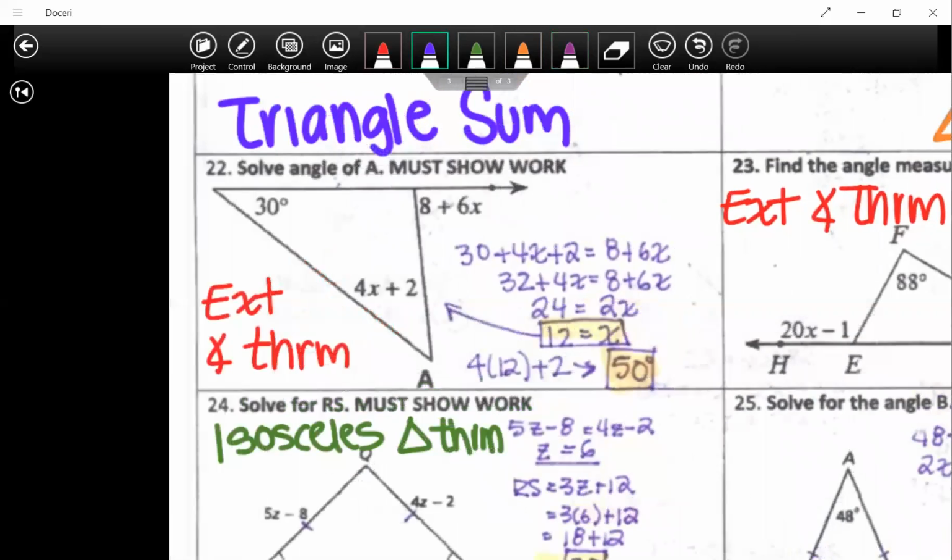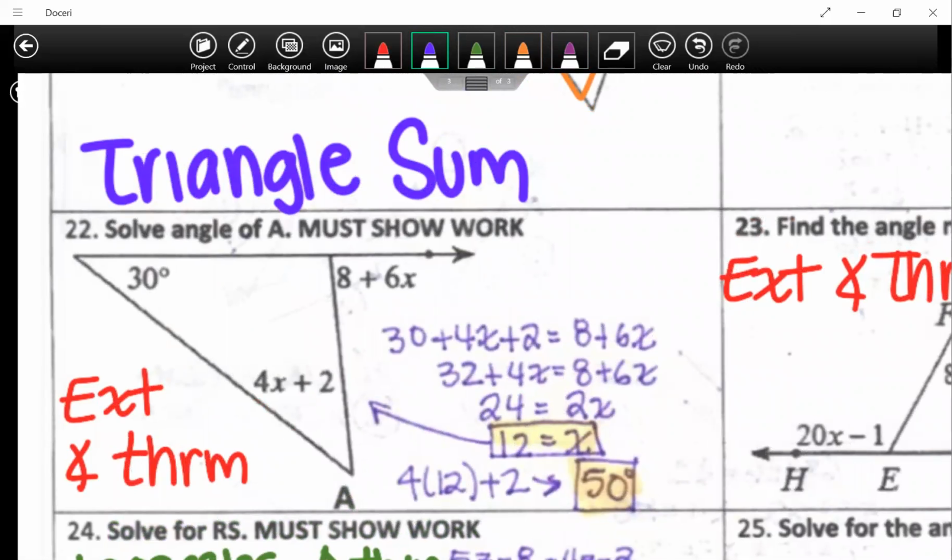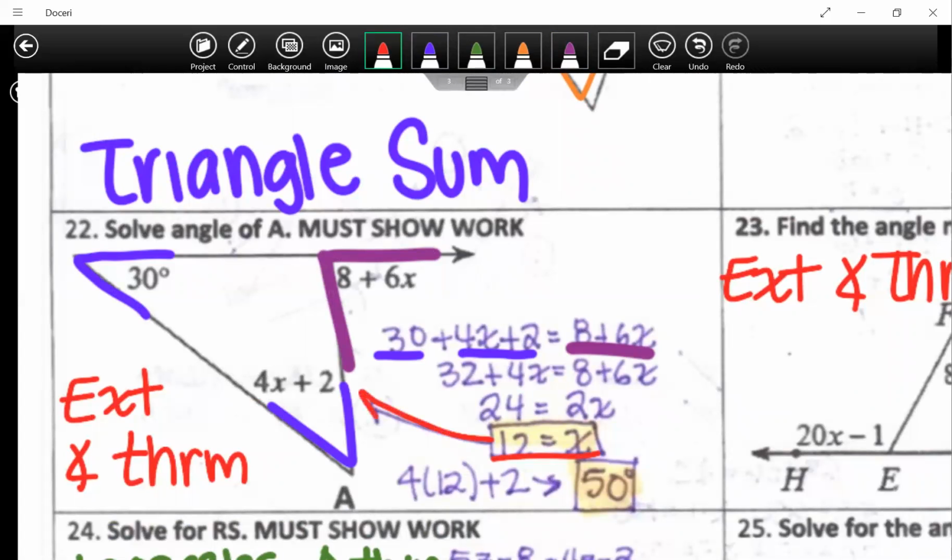For this one right here, for 22, we use the exterior angle theorem. So the sum of the two interior angles, 30 and 4x plus 2, will be equal to the exterior angle of 8 plus 6x, which is right there. Solving out, we're going to get a value of x equal to 12. That is not our answer. It's asking us to plug into angle A, which I plugged into angle A. 4 times 12 is 48. 48 plus 2 is 50. If you do not have this on your test, it will be considered wrong. If it's asking you for the angle measure, I'm looking for the angle measure.